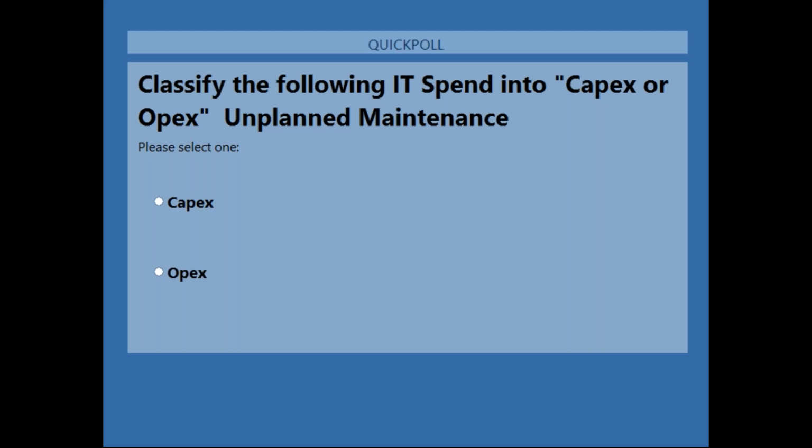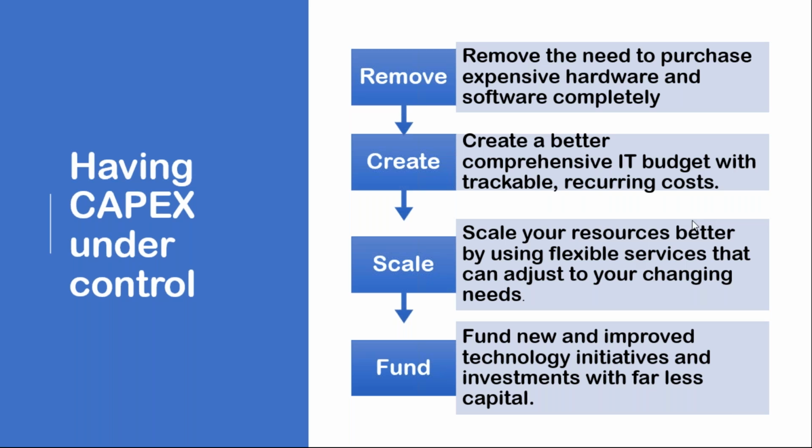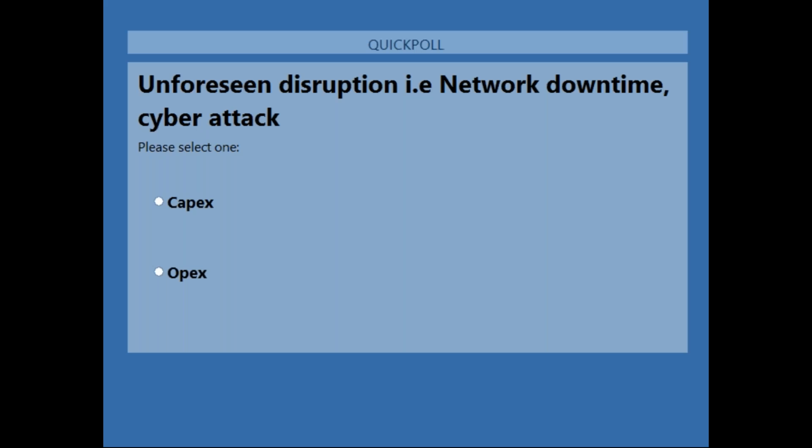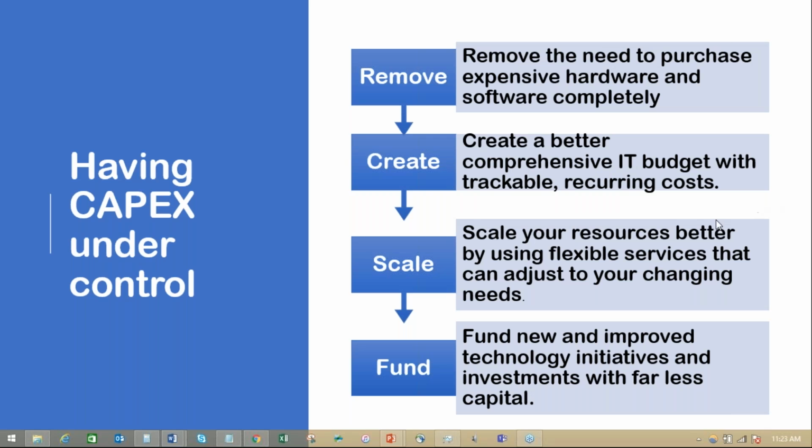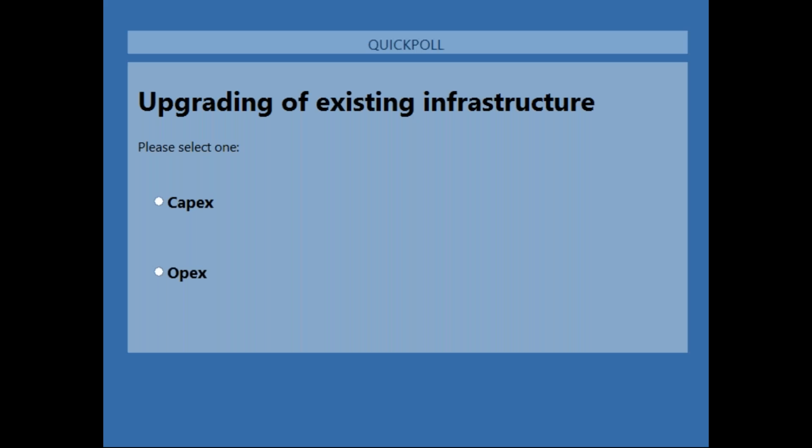Okay, so 100% says this is capex. Okay, so let's go to the next question. Okay, 50% says that unforeseen disruption is classified as capex. Another 50% says it's opex. Okay. So, upgrading existing infrastructure. 100% again says this is capex, capital expenses.